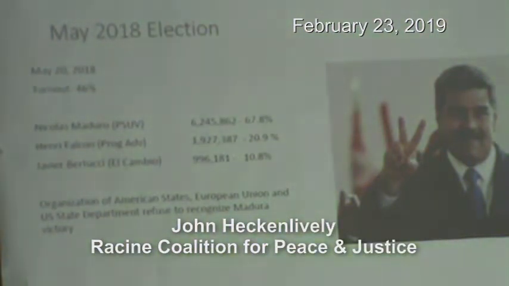In the aftermath of that, the opposition accused Maduro of fraud, of rigging the election. The Organization of American States, which is a very conservative organization and basically run by the United States, agreed. Now, on the other hand, the European Union, which is not necessarily that friendly to the United States, also basically had serious doubts about Maduro's election.